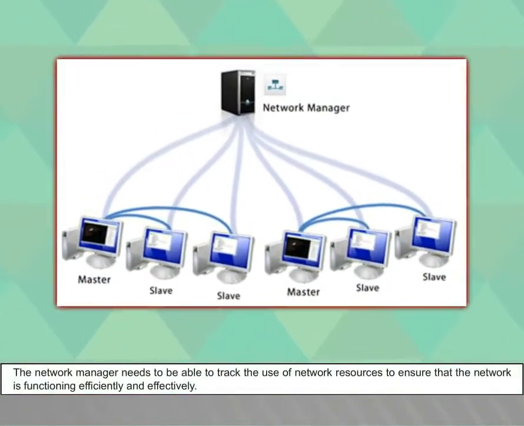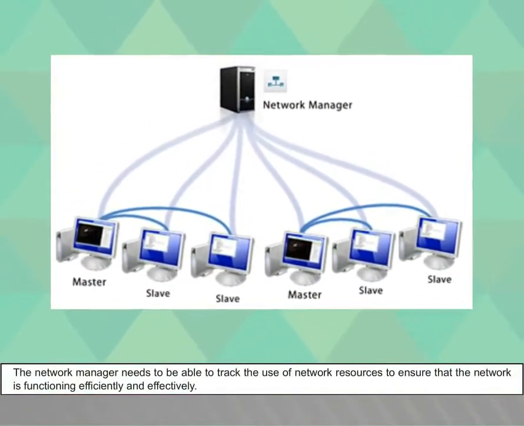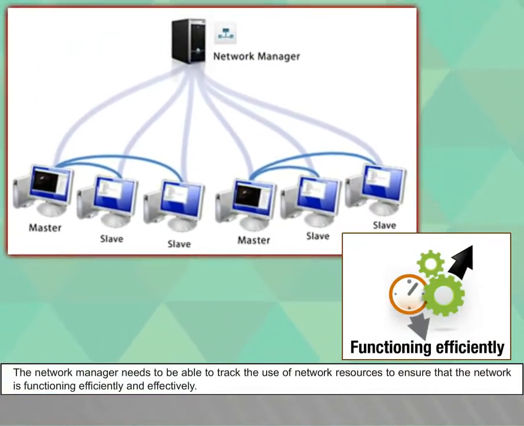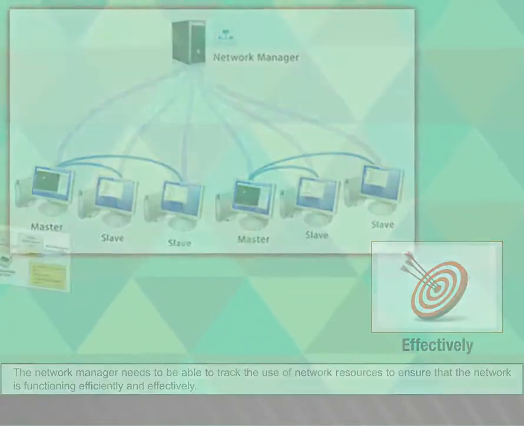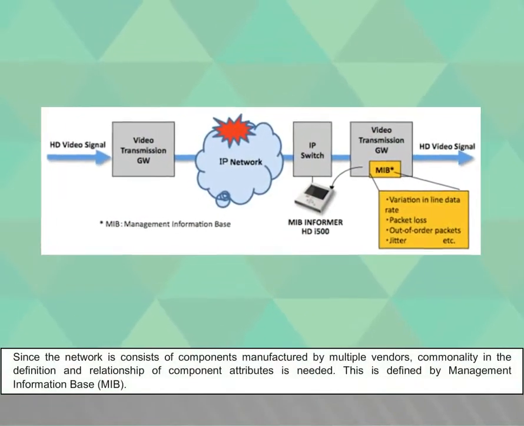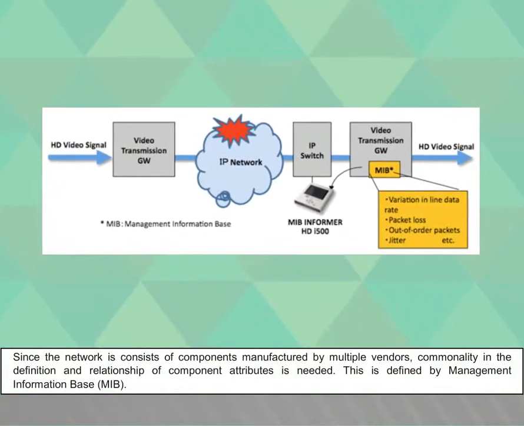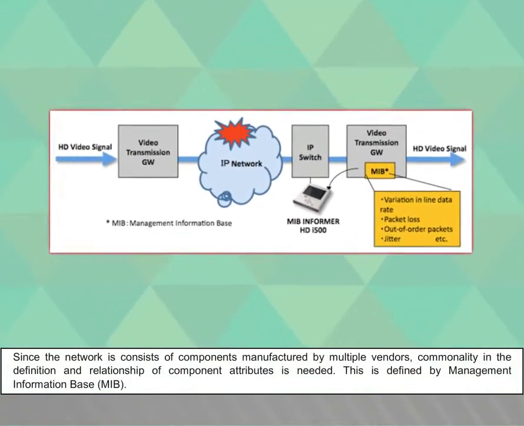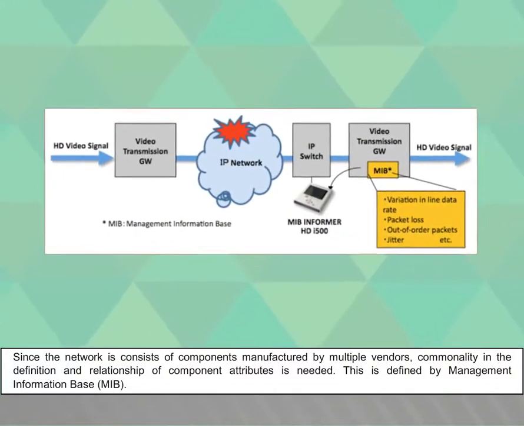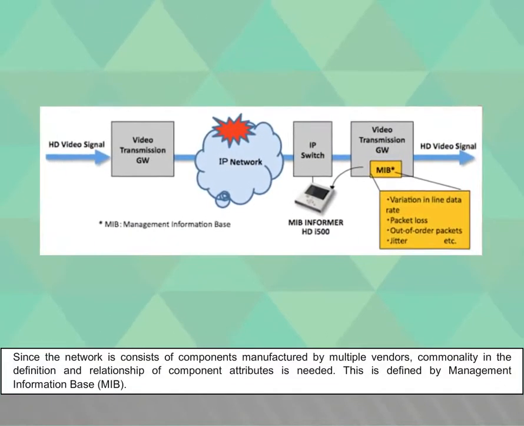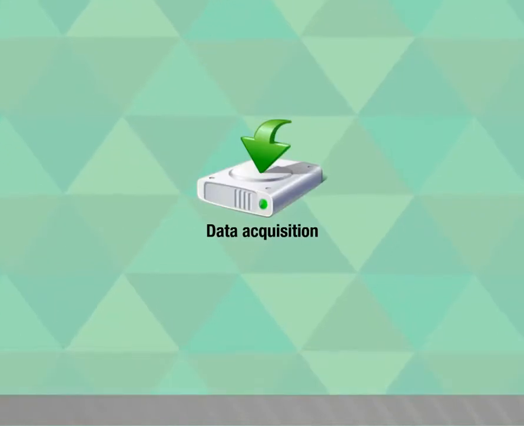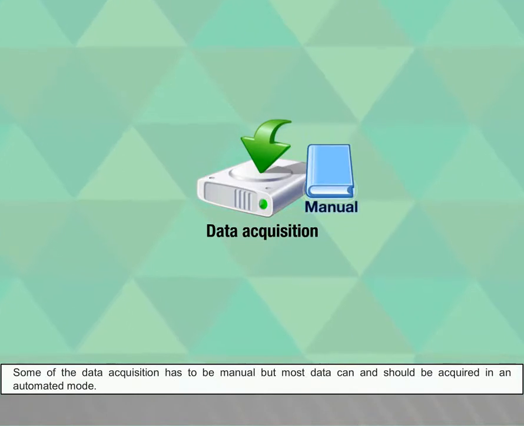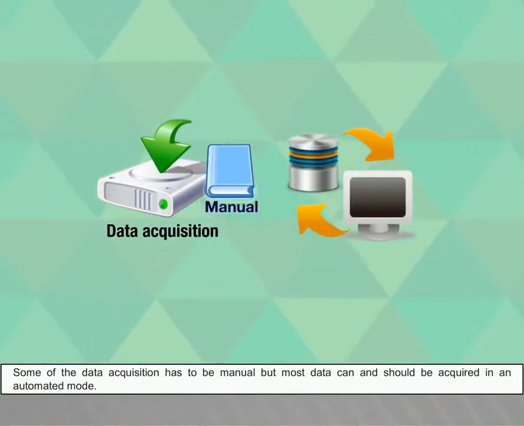The network manager needs to be able to track the use of network resources to ensure that the network is functioning efficiently and effectively. Since the network consists of components manufactured by multiple vendors, commonality in the definition and relationship of component attributes is needed. This is defined by the Management Information Base (MIB). Some of the data acquisition has to be manual, but most data can and should be acquired in an automated mode.